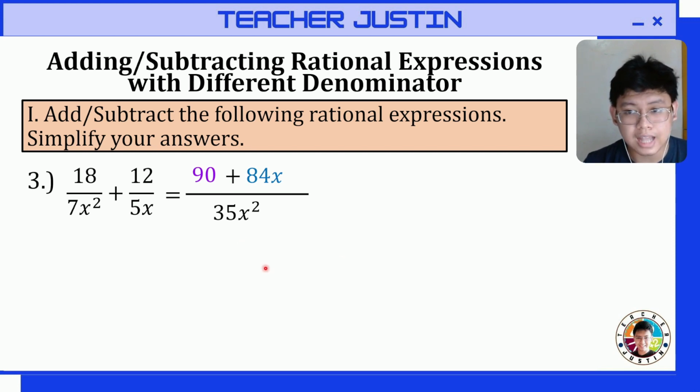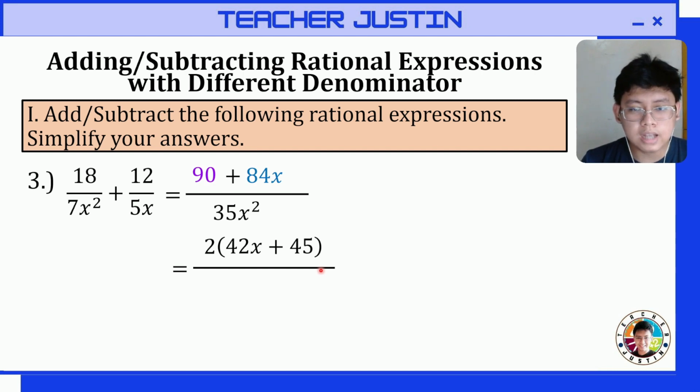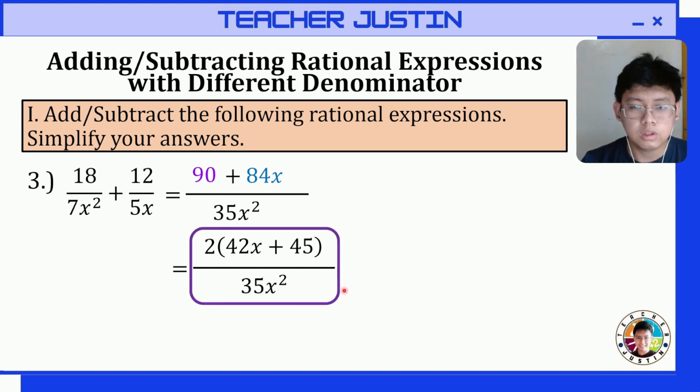So, since they are not like terms, we cannot combine them, but we can simplify them. So, let's factor our numerator using common monomial factoring. So, yung common factor nila is 2, and the other factor will be 42x plus 45. Now, yung denominator natin, which is 35x squared, wala namang common factor sa numerator and denominator. So, our final answer will be 2 times the quantity 42x plus 45 all over 35x squared. And that's it. Ta-da! Alright.